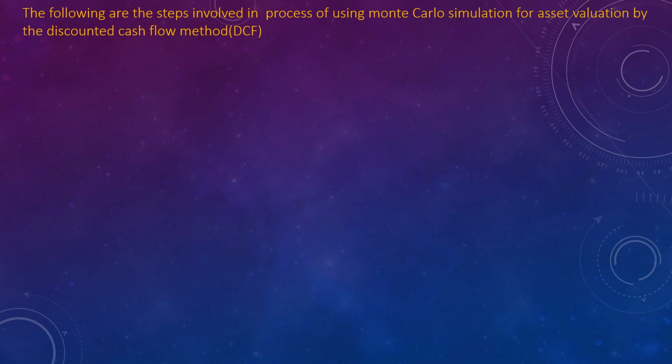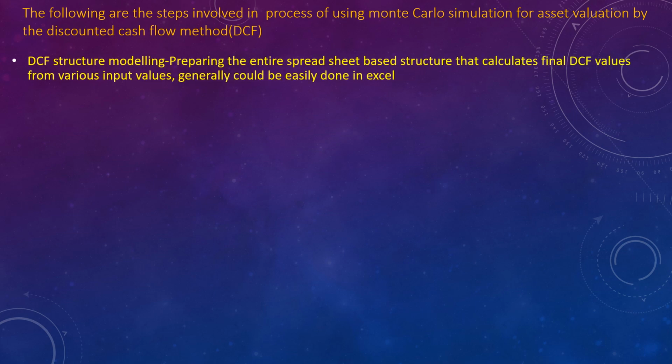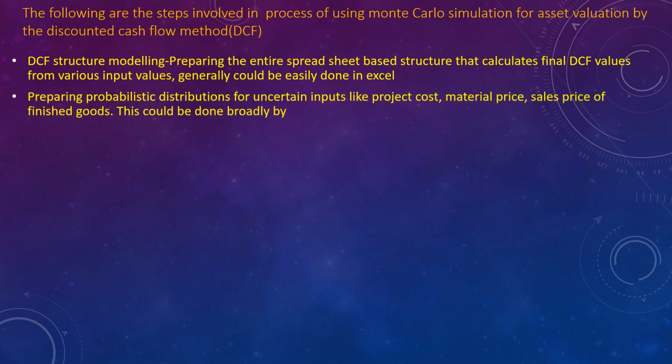The following are the steps involved in the process of using Monte Carlo simulation for asset valuation by the discounted cash flow method. DCF structure modeling, preparing the entire spreadsheet-based structure that calculates final DCF value from various input values, generally could be easily done in Excel.